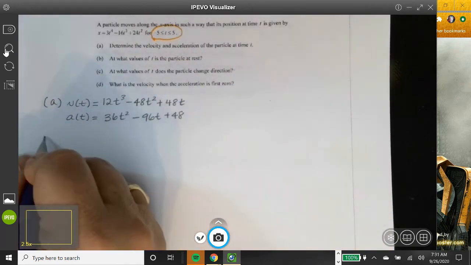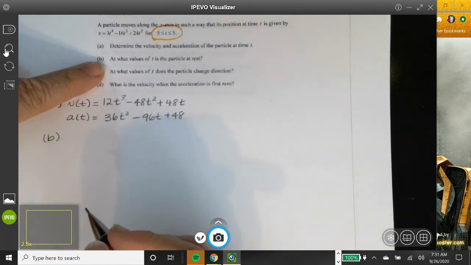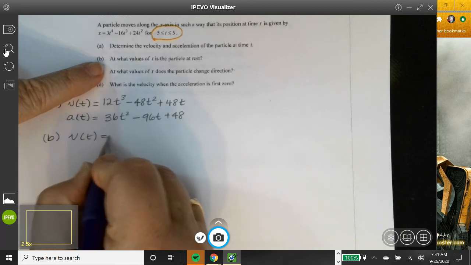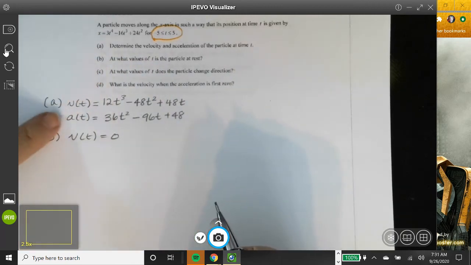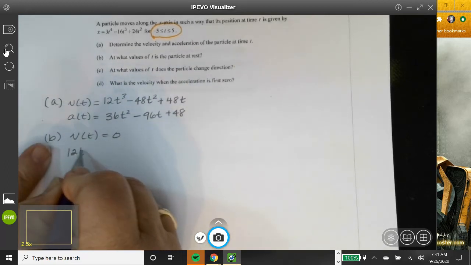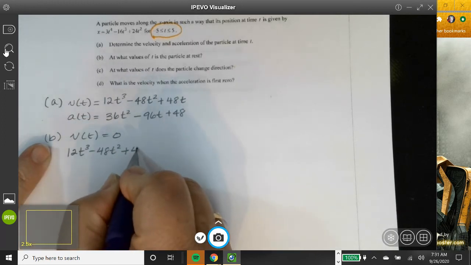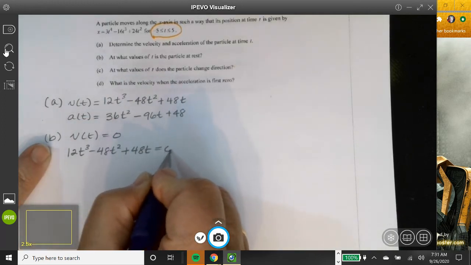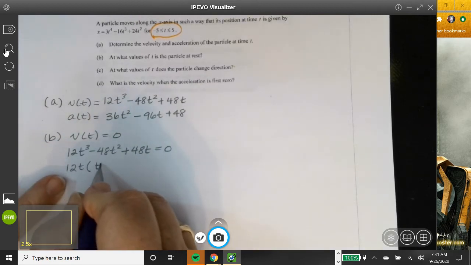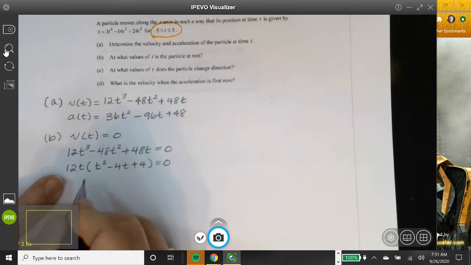Part B. For what values of t is the particle at rest? Well, how do we know something's at rest? Well, we know it's at rest when the velocity is equal to 0. So I'm going to set this velocity function equal to 0, which would be 12t cubed minus 48t squared plus 48t equals 0. And I'm going to factor this. So I'm going to factor out a 12t, and I'm left with t squared minus 4t plus 4 equals 0.